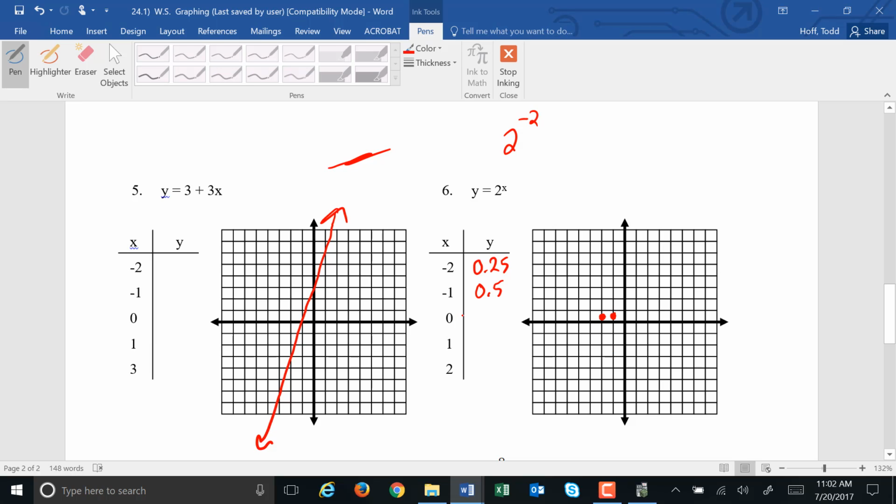What's 2 to the power of 0? What's anything to the power of 0? 1. Anything to the power of 0 is 1. 2 to the power of 1? 2. So we got 1, 2 there. 2 to the power of 2? 4. 2 to the power of 3? Would be 8. And we can keep going, but we know what this looks like right about now. Looks something like that.